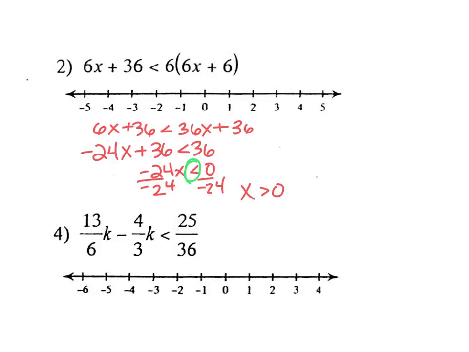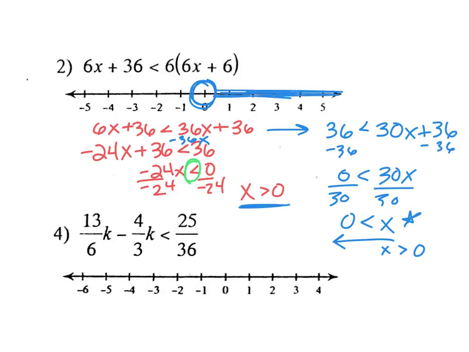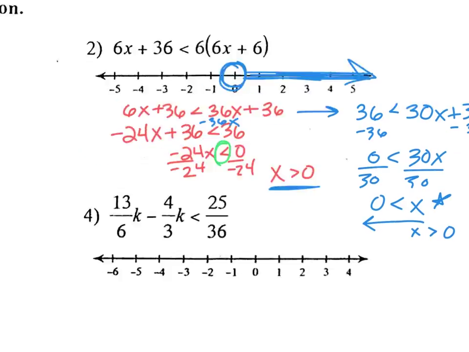Now, I think some of you may not have subtracted this 36x in the beginning. You may have subtracted 6x instead. So if you did that, you would have gotten 36 is less than 30x plus 36. And then if we subtract 36 from both sides, that's 30x is greater than 0, divide by 30. That gives me 0 is less than x, but remember, when you finish, x has to be on the left, so when you read this backwards, you get x is greater than 0, which is exactly what I got the first time. So greater than is going to be a strictly open circle, and then it is going to go to the right.